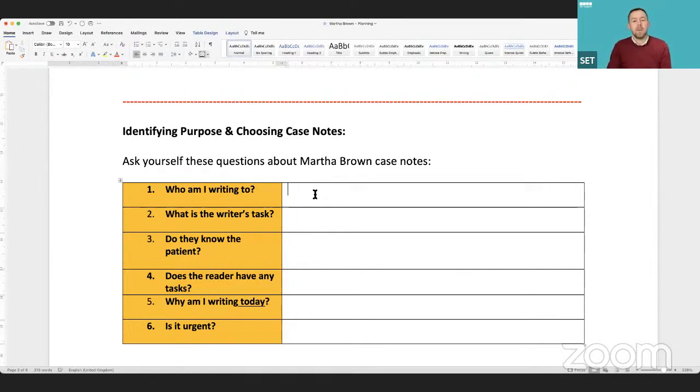Okay. What's the writer's task? I think that's a really, sorry. This is supposed to say reader, sorry guys. What's the reader's task? So what am I asking them to do? Okay, that's really important. This is switched around. Do they know the patient, as we've just talked about? Makes a big difference about what we include. This is the request paragraph. Does the writer have any tasks? Now, this is a difficult one to explain at the moment.